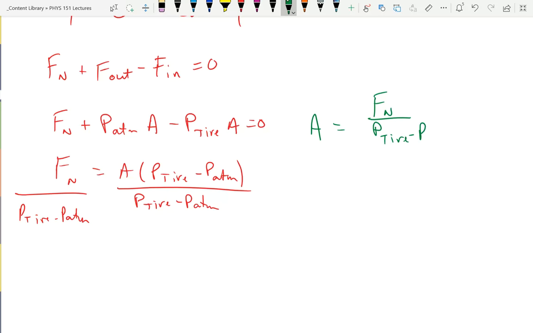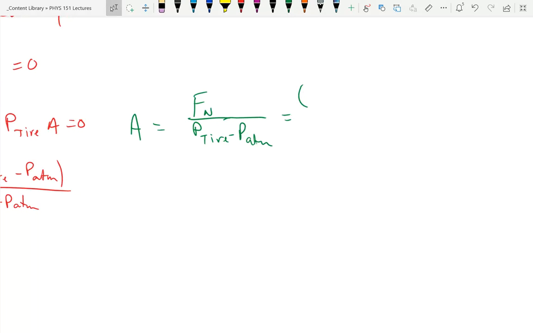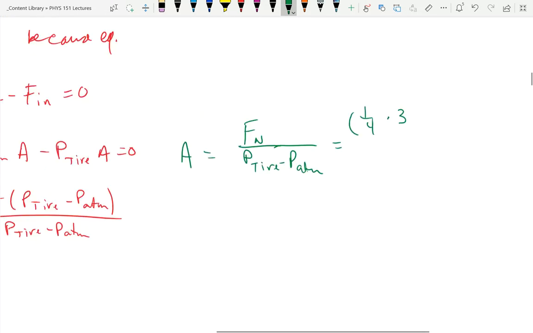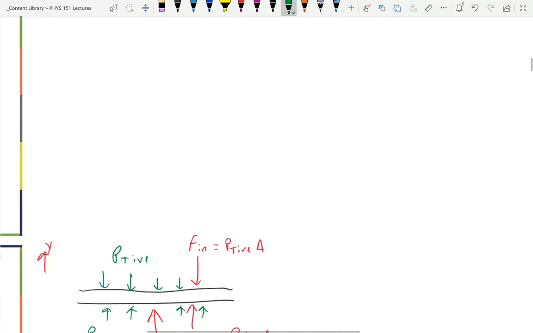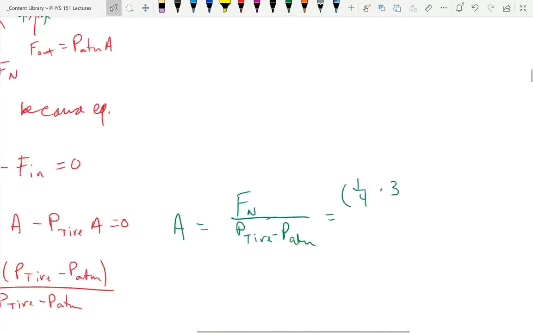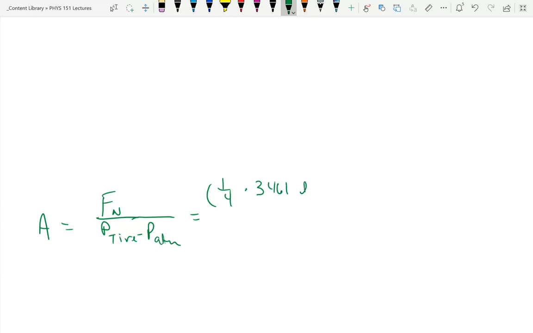And so now I can put in numbers. The force normal, I said that assuming that each tire holds up 1/4 of the weight. So the force normal is going to be 1/4 of the entire weight. So I'm going to have 1/4 of that 3,461 pounds. Divided by my gauge pressure, which was 32 PSI. I'm now going to write PSI as pounds per square inch so I don't get my units confused.